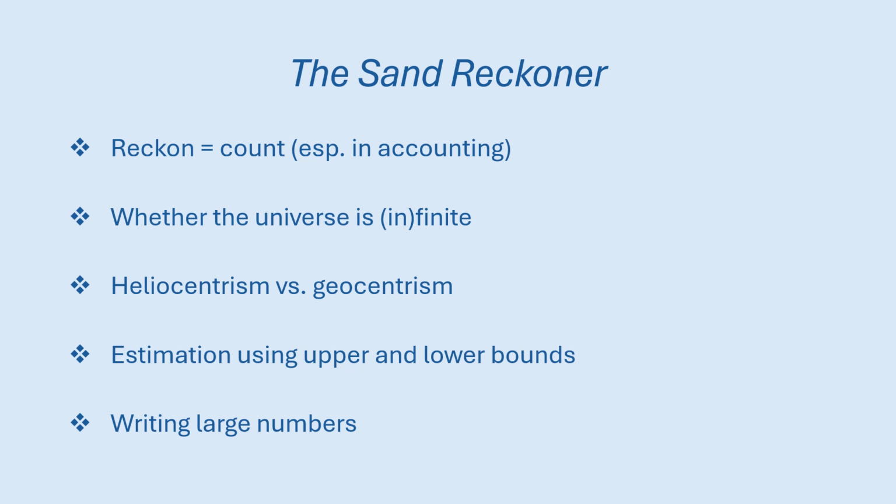It's interesting because I looked over it the other day, and it's a nice little snapshot into thinking around Archimedes' time, thinking about the nature of the universe, whether the universe is finite or infinite. There's a little bit of debate about heliocentrism and geocentrism, so whether the solar system is centered around the sun or around the Earth. Beyond those kinds of claims, it's also a pretty good demonstration of how to perform estimation using upper and lower bounds.